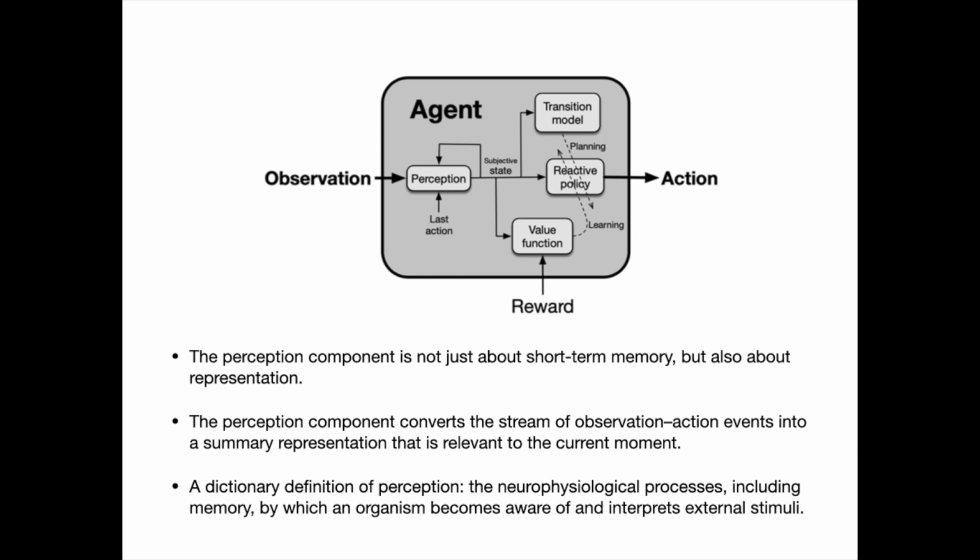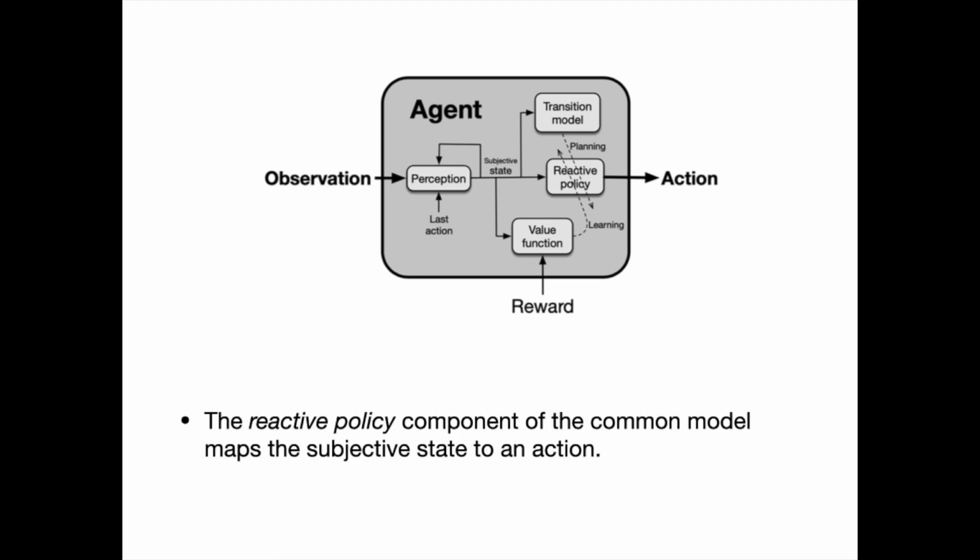The perception component converts the stream of observation action events into a summary representation that is relevant to the current moment. A dictionary definition of perception: the neurophysiological processes, including memory, by which an organism becomes aware of and interprets external stimuli. The reactive policy component of the common model maps the subjective state to an action.